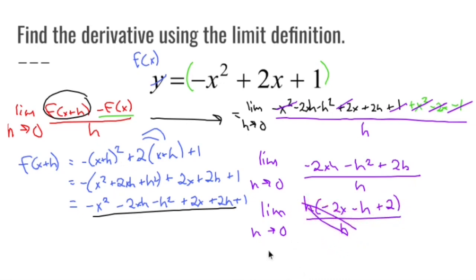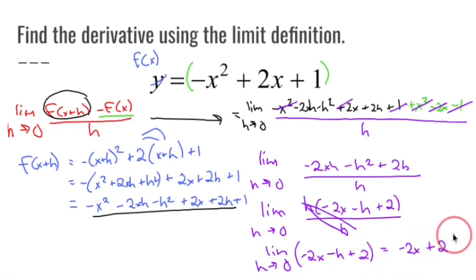So the limit as h approaches 0 of negative 2x minus h plus 2 is going to turn that minus h into a 0: negative 2x minus 0 plus 2. And since I'm running out of room, I'm going to skip the minus 0 part and leave it at that. That is my answer. It's a mess.